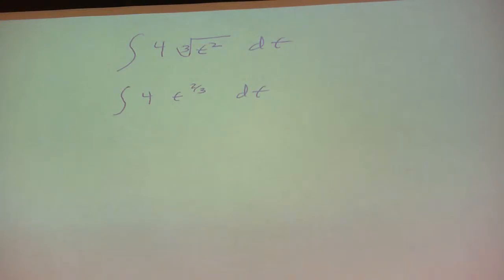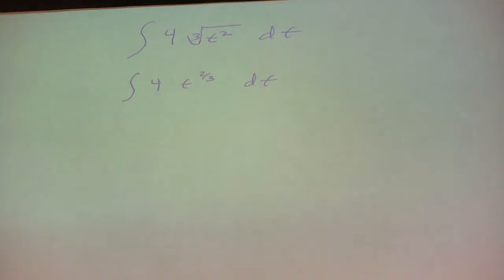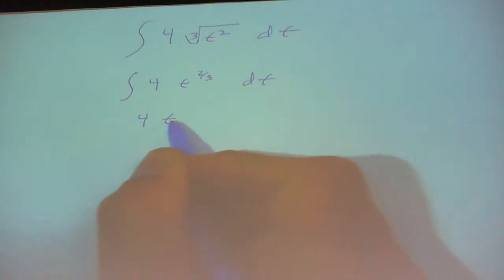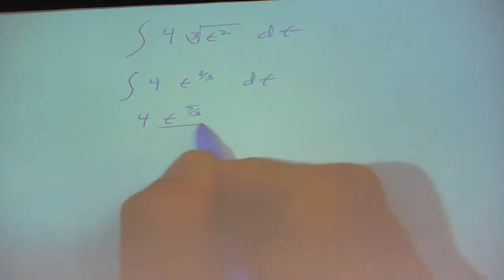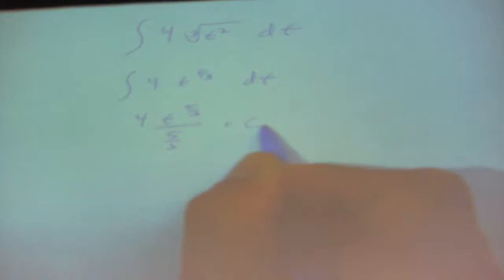And again, simplify it. You may be able to add one and divide by it, but if you get lost in the simplifying, maybe that's where your issues are. You may understand integration, but get lost in the little details. Use your calculator. Okay, so the 4 stays. What's 2/3 plus 1? 5/3. Then I'm going to divide by 5/3. Don't forget your plus c.